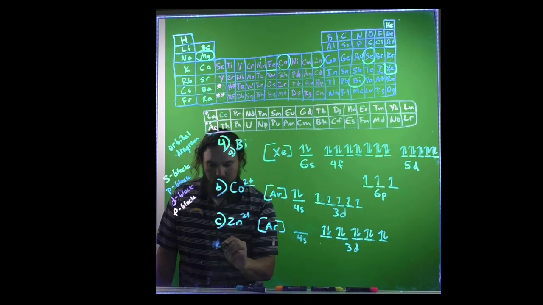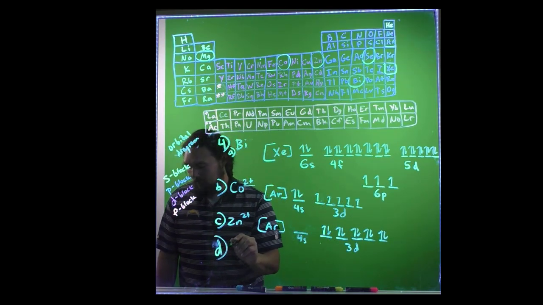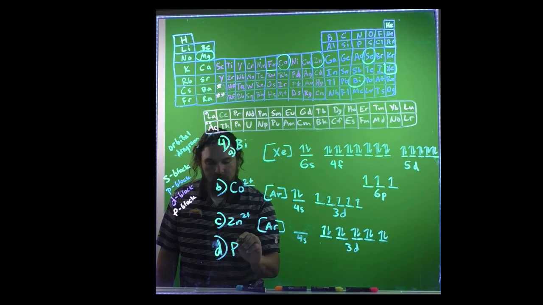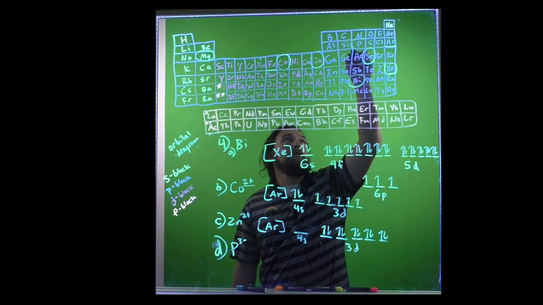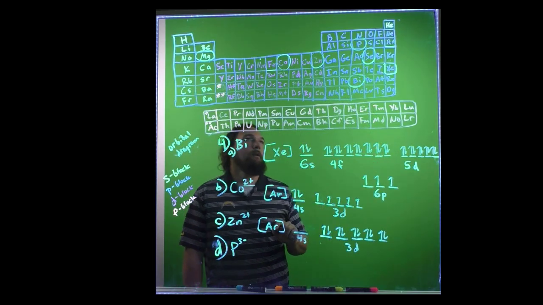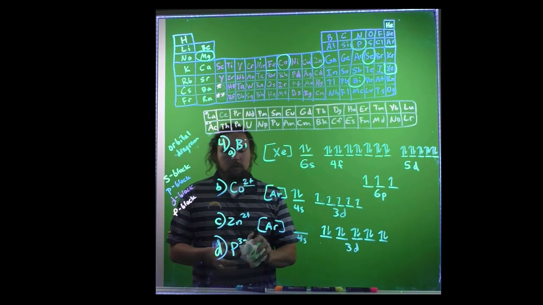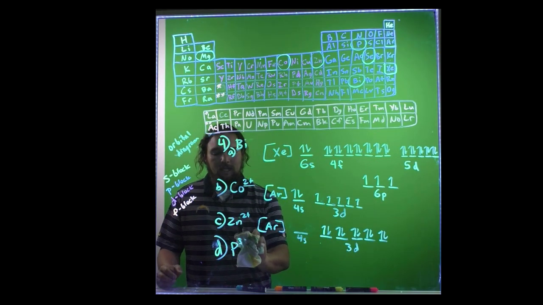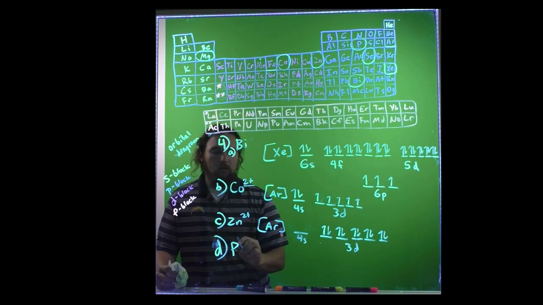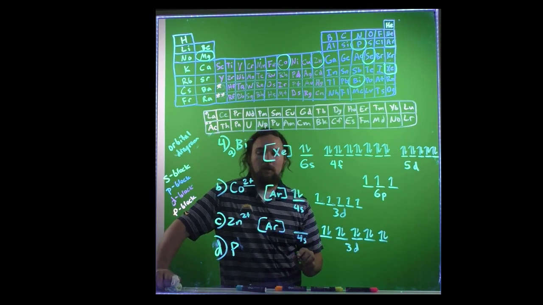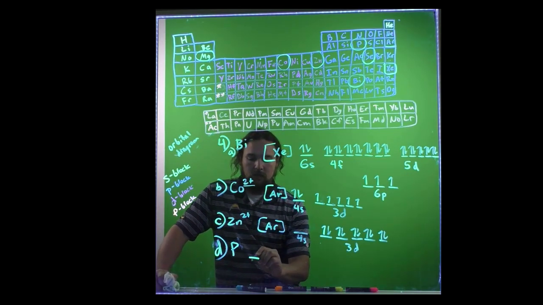The last one from this in D is phosphorus 3-. So phosphorus is located right here. Let's first do it simply for phosphorus. And in this problem on the test, I asked you to not do the noble gas shortcut just because I wanted you to practice. So let's go ahead and do it.